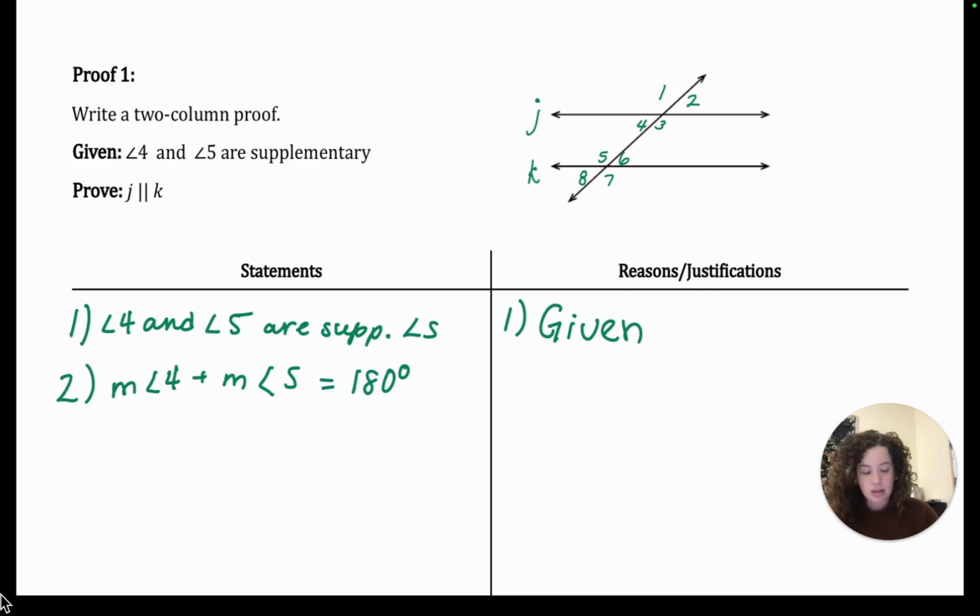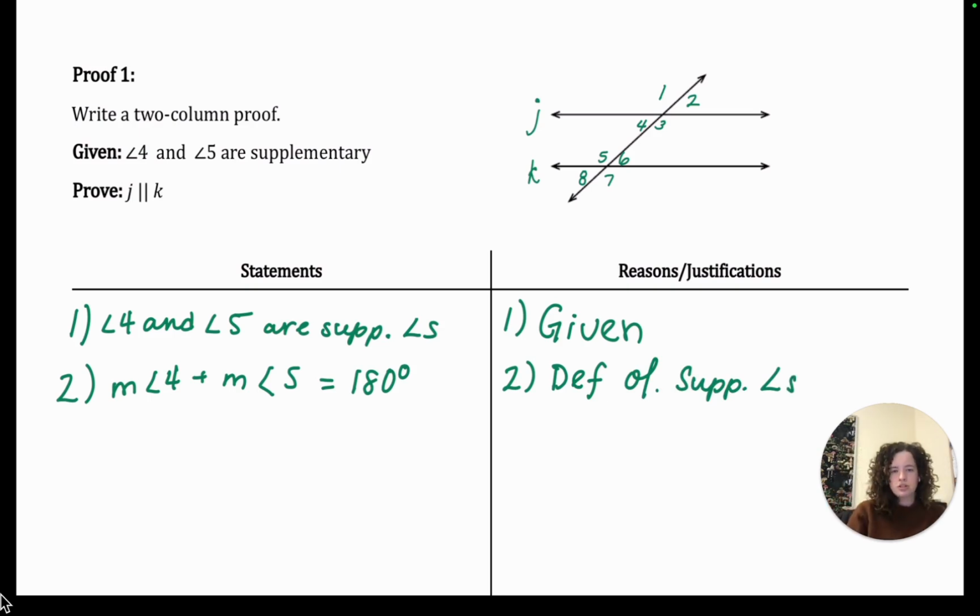And this we can get by the definition of supplementary angles, right? Definition of supplementary angles, no problem with that. Last thing, we have proven that two things are supplementary. We've proven that their two angles add up to 180 degrees. These two angles add up to 180 degrees.